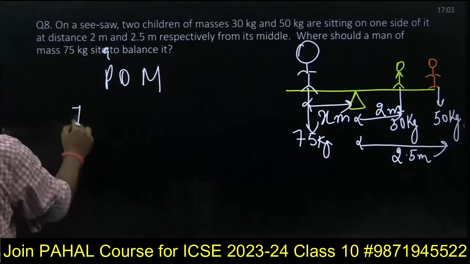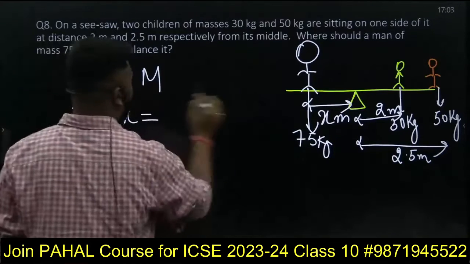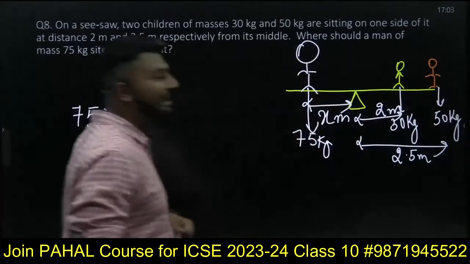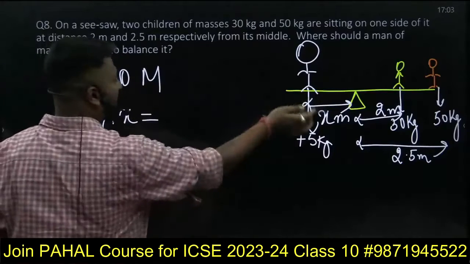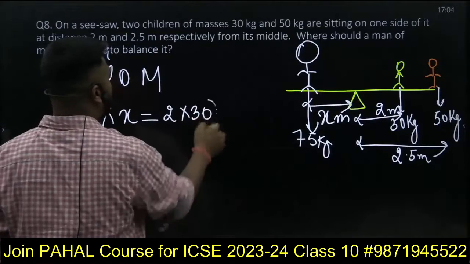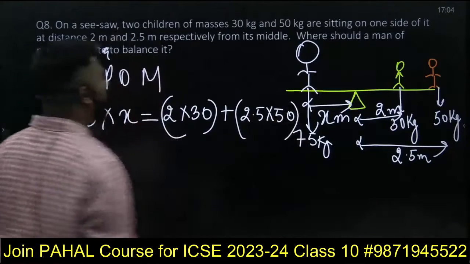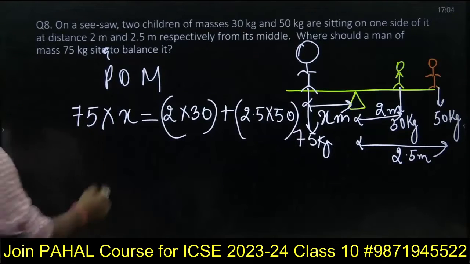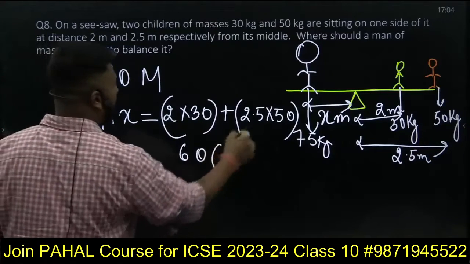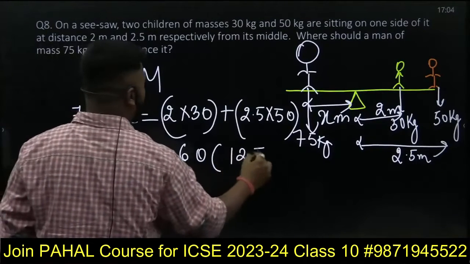So this man is 75 kg, so 75 force multiplied by the distance, let's say distance is x, is equal to the force exerted by both of them. Let's take the case of the yellow boy: the clockwise moment will be equal to 2 meters distance into the force 30, plus the next boy 2.5 into 50. Now we have to find the value of x. So this will become 75x is equal to 2 times 30 gives us 60, and 2.5 into 50 is 125.